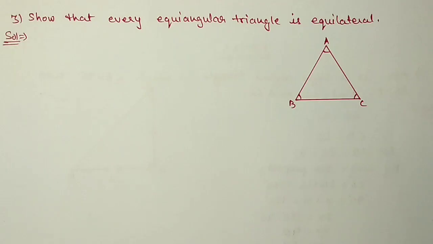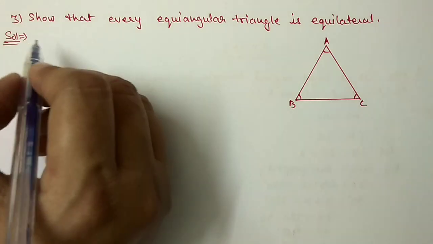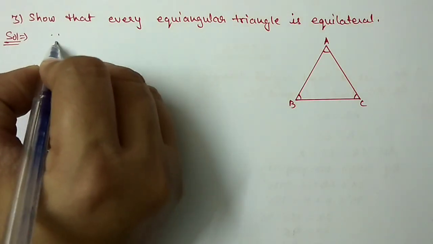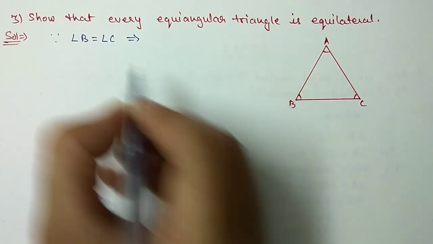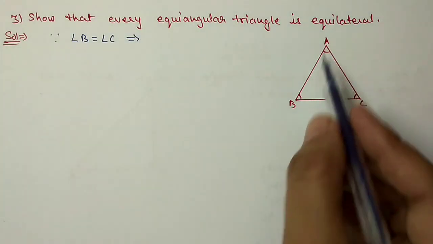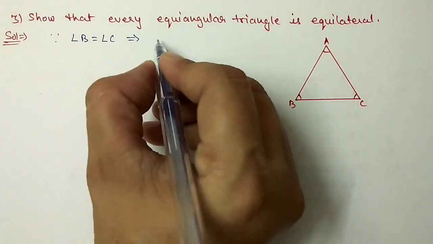Next we have question number 3. Show that every equiangular triangle is equilateral. This is the opposite of question number 2. Here angles are given equal and we have to show that all the sides are also equal. So we will take here, because angle B is equal to angle C, these two angles are equal, so AB will be equal to AC.